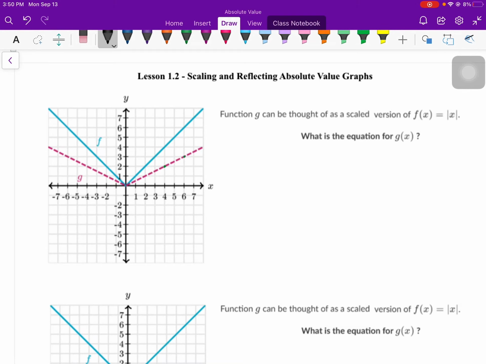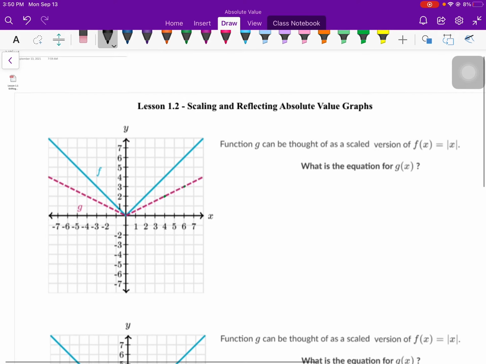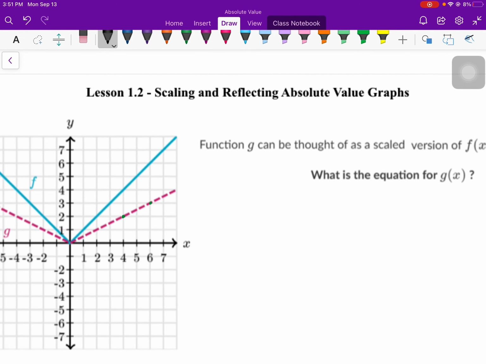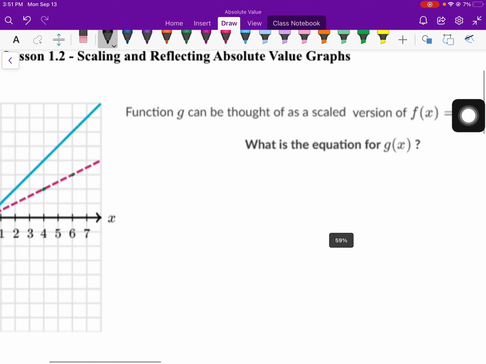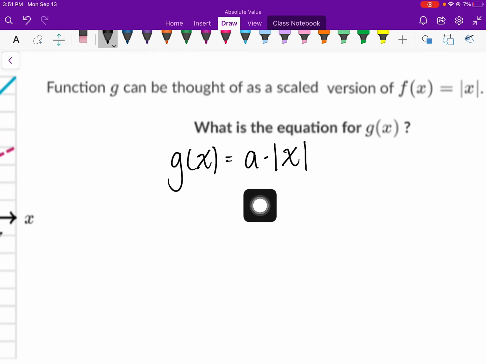All right, so on today's lesson, we are going to be taking a look at some of these graphs here. We want to go ahead and identify our A value. In this case, we're doing scaling and reflecting absolute value graphs. So whenever we're finding our equation here, we're actually finding g of x equals A times the absolute value of x. Our focus in this case, guys, is only finding A. So let's go ahead and do that.